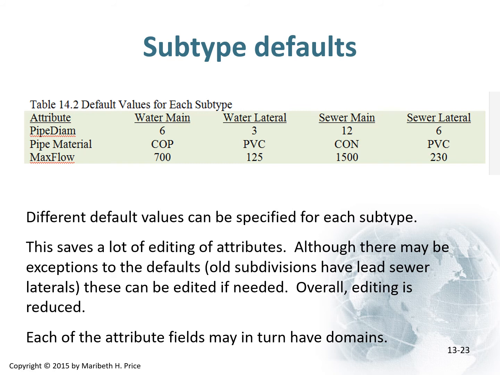In this example, you have the various attributes like pipe diameter, pipe material, maximum flow for water mains, laterals, sewer mains, and sewer laterals. And you can simply set up those defaults. Now, when you go out and you map something and you add it in and say, oh yeah, we found another sewer lateral, it's at such and such a location, it goes from here to here. You go into GIS, you make the thing up. Well, it's a sewer lateral, so it's automatically going to tell it it's 6-inch pipe, PVC, maximum flow is 230. You can then go in and edit and say, oh, actually this is from an older subdivision, it's lead, not PVC. Okay, simple enough.